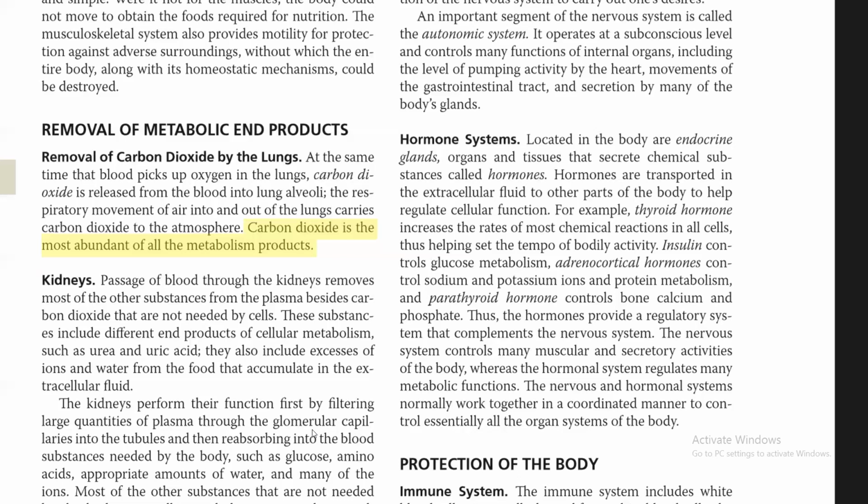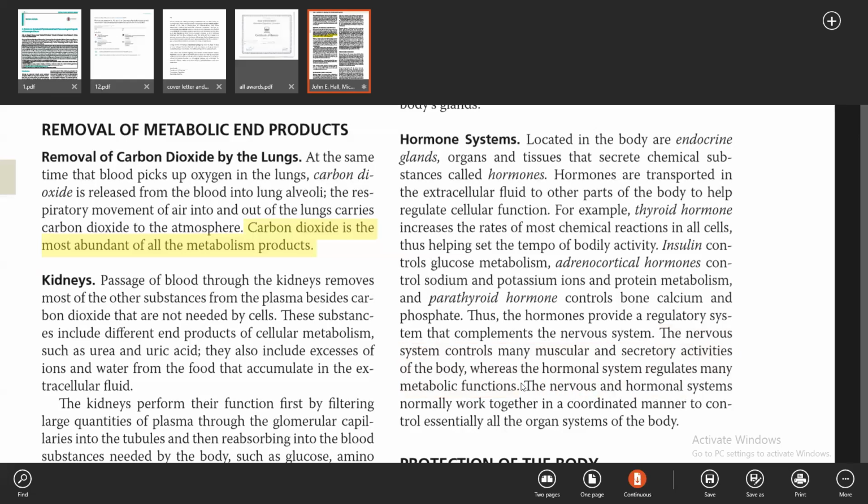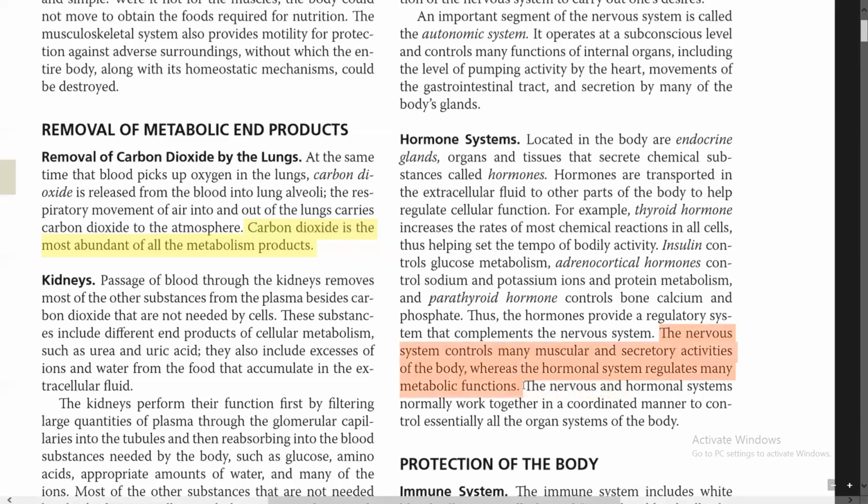The nervous system controls many muscular and secretory activities of the body, whereas the hormonal system regulates many metabolic functions. So, the nervous system controls many muscular and secretory activities of the body, whereas the hormonal system is responsible for metabolic functions. This is something important and it should be remembered. So the nervous and hormonal systems normally work together in a coordinated manner to control essentially all the organ systems of the body.